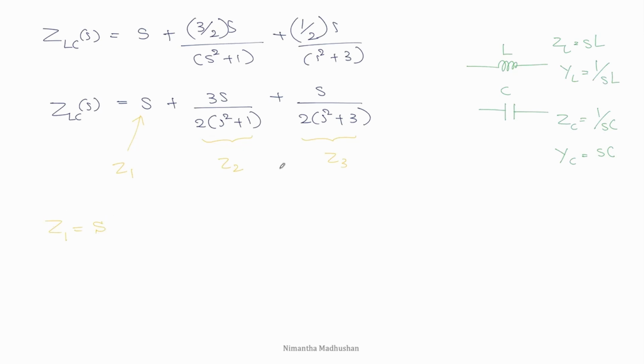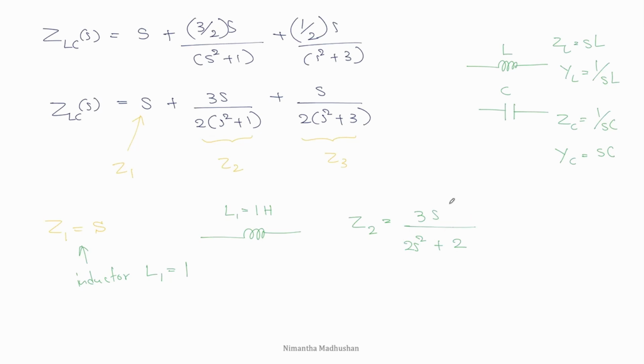Z1 is equal to S. Then if I check these two elements, Z1 represents an inductor. This will be an inductor. L1 value is equal to 1, L1 is equal to 1 Henry. And now we have to consider Z2. It is equal to 3S over 2S square plus 2.